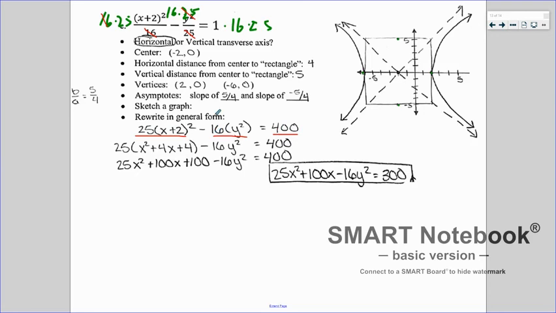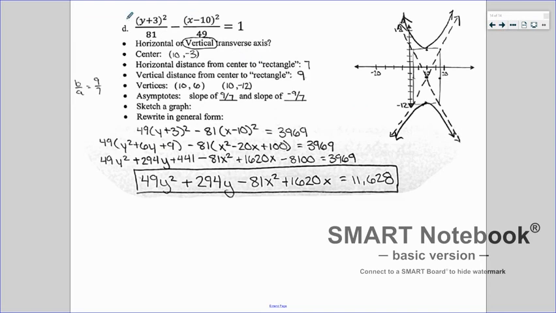So we're getting good at expanding that binomial. And then we're going to distribute, and that one already is. And then we can move this to the other side, so we get a 300 over there. And we get 25x squared plus 100x minus 16y squared equals 300. So again, variables on one side, no parentheses, we combine all like terms, and we have constants on the other side.